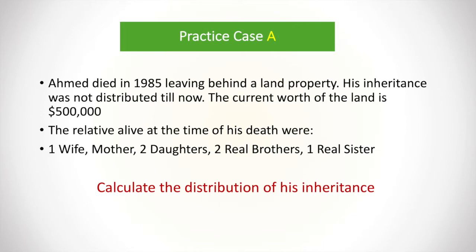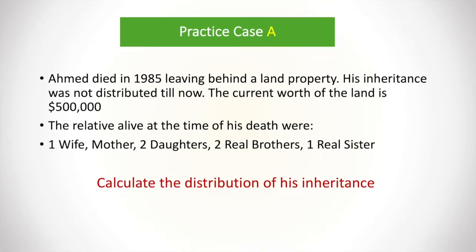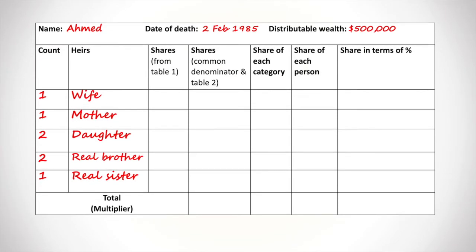We go back to the time of his death and find that the relatives alive at that time were a wife, mother, two daughters, two real brothers, and a real sister. So let's calculate this distribution. We use our template to put in the information of Ahmed, his death, and his distributable wealth. We also put down the relatives alive at the time of his death with their count.